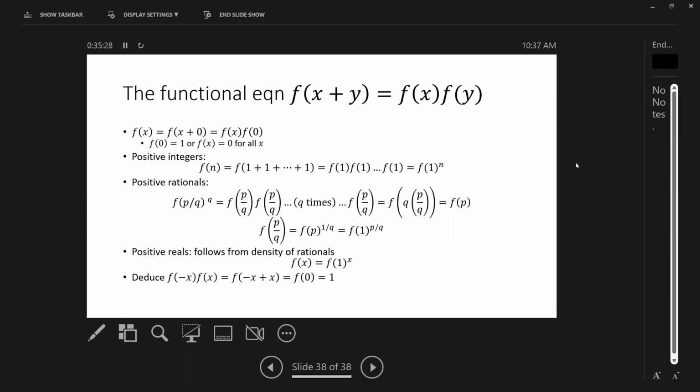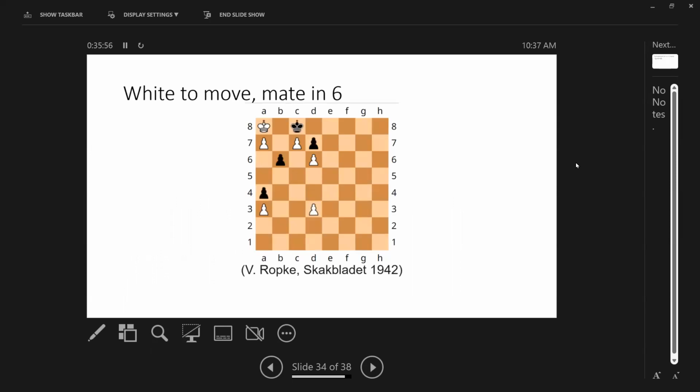And now, finally, we can do negative numbers because we can write 0 as minus x plus x. So we would have, by this expansion rule, f of 0, which we know is 1, equals f of minus x plus x, equals f of minus x times f of x. So f of minus x ends up being the reciprocal of f of x, which agrees with what we're trying to solve here. And that concludes the presentation.